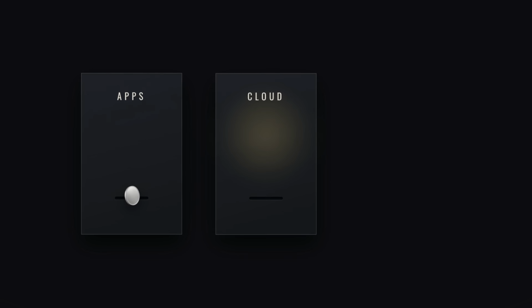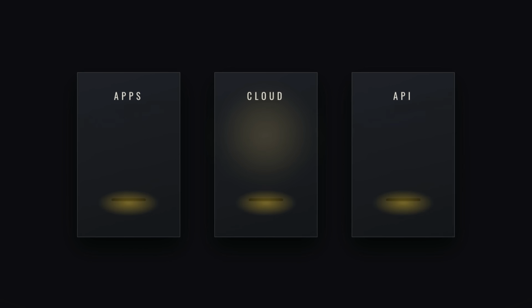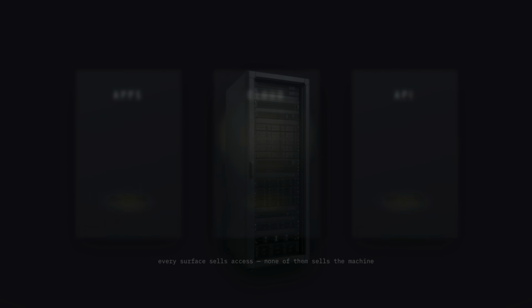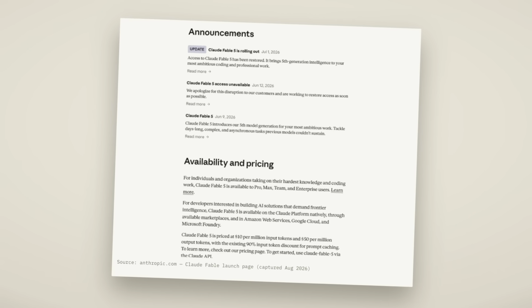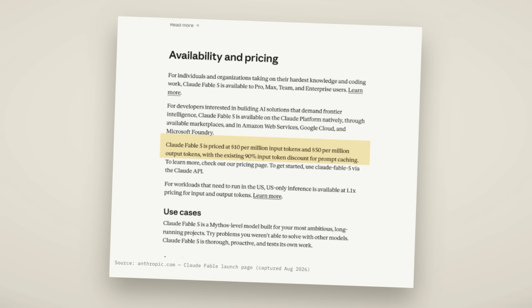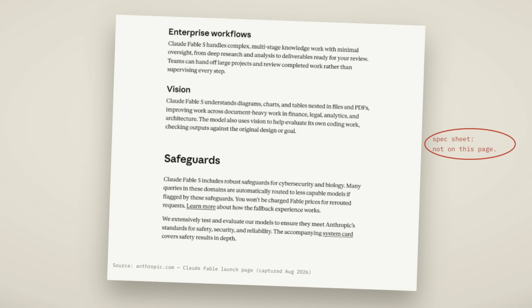So what would it actually take to run Fable 5 locally? Anthropic sells access to Claude Fable 5 through their apps, cloud partners, and the API. But every one of those surfaces just sells you access to a model running on somebody else's hardware. So if you look at their official launch page, they are very happy to charge you per million input tokens, but nobody is handing over the actual model or a spec sheet.